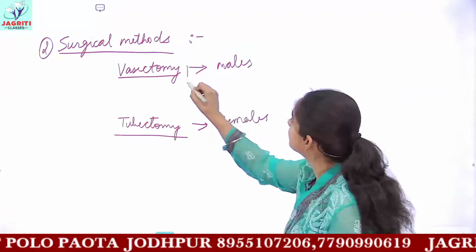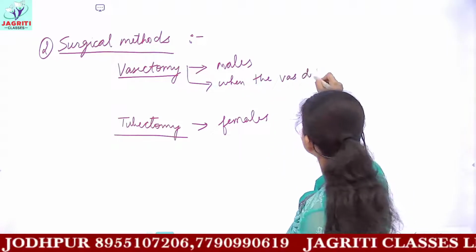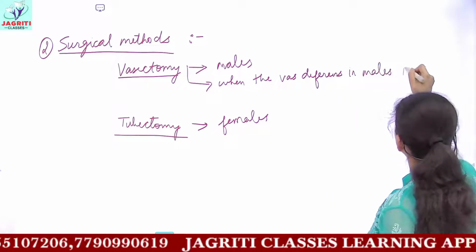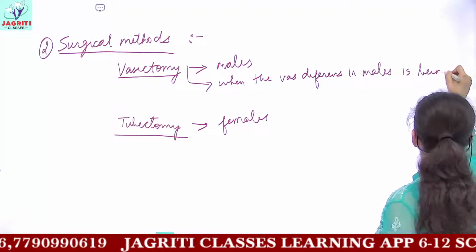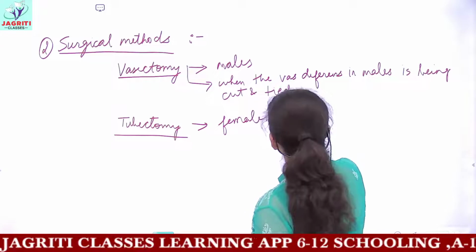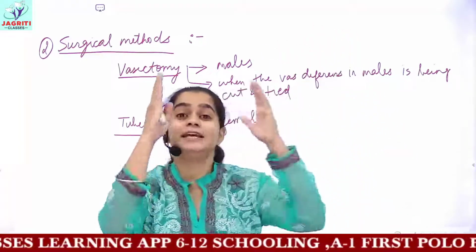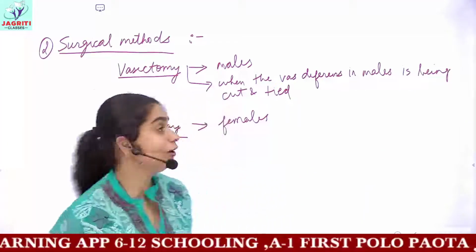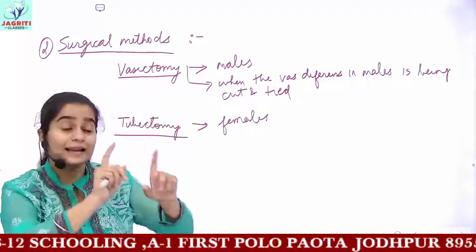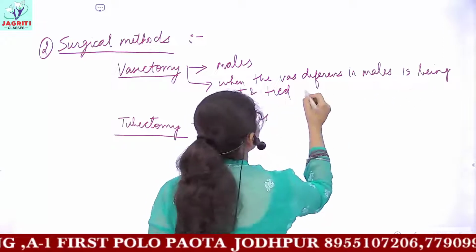Vasectomy means when the vas deferens in males is cut and then it is tied together. Okay, the vas deferens, which is a tube-like structure, is cut and tied together surgically, or you can even say it is ligated. Ligated means it is cut and tied. So vasectomy is when the vas deferens in males is cut and tied surgically.